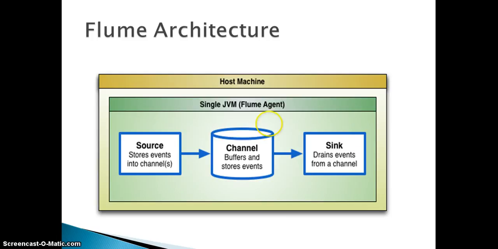Yeah, so channel is an intermediary between source and sink. If you could see here, it lies in between source and sink, right? Sources ingest data or events into the channel, and the channel stores the data until the events are consumed or drained by the sink. That's why we call channel an intermediary between source and sink. Source ingests events into channels, and channel stores the data until the events are consumed by sink. So that's the main property of channel.